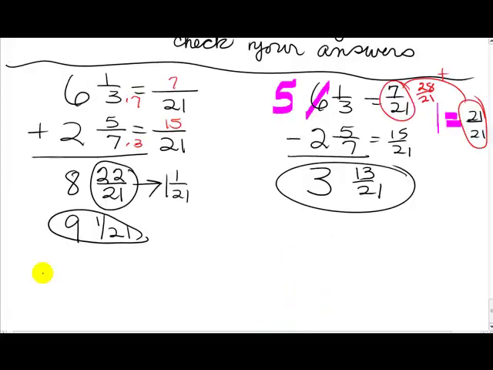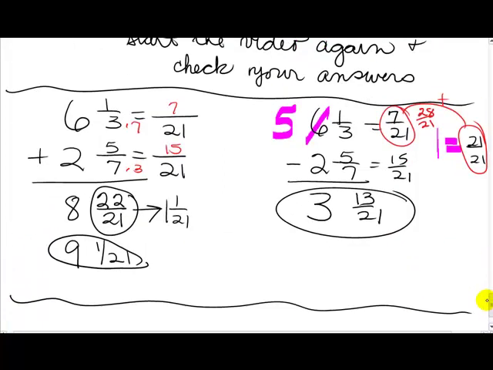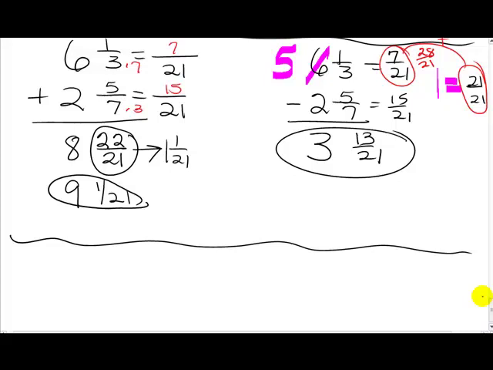Okay, how'd you do? All right, well, check your answers. The borrowing is what my students have the hardest time with. You borrow 1, you change it to a fraction, same denominator. Take what you borrowed, what you already had, add them together to get the 28. Then you can do the subtraction.